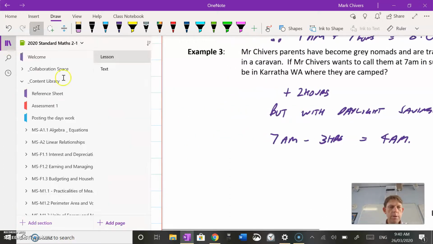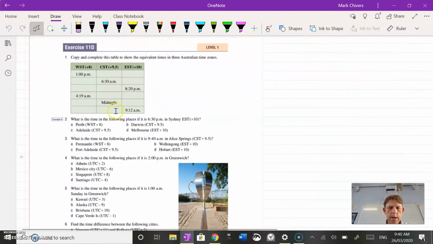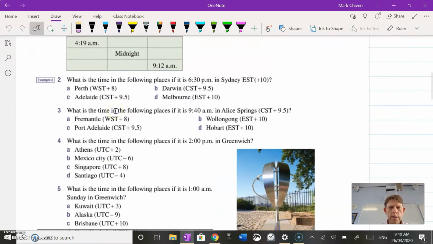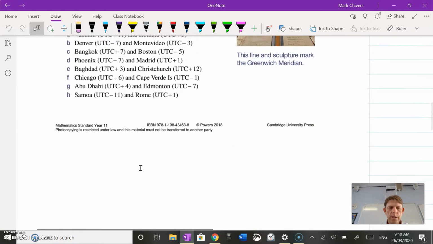Rightio, so hooking into those questions there that are set out in OneNote, most of the questions and any question that you get in your assessment will actually specify or have a map there. So it'll actually specify how far in front of UTC or behind UTC a particular place is. But just get used to that idea.